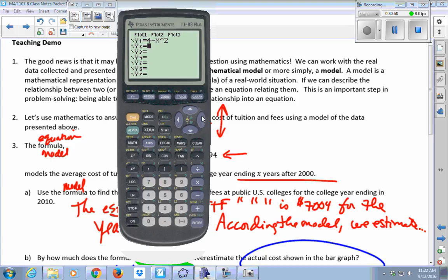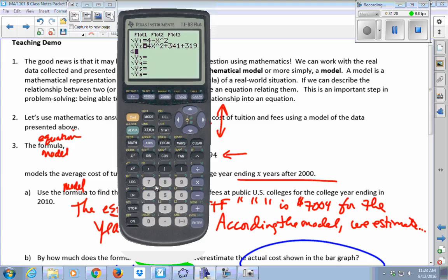So what's the model we used for that? It was 4x squared plus 341x plus 3194. But before I graph this, remember, if I graph it right now, what am I going to see with the standard window? Nothing. I won't see anything.